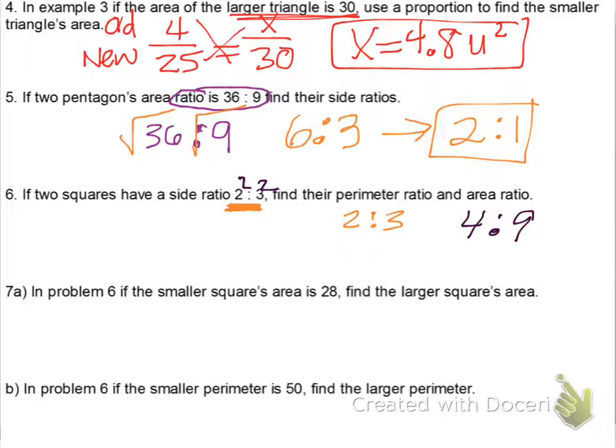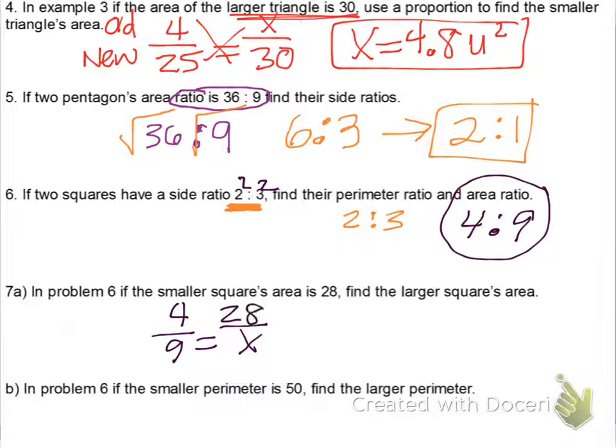Okay, 7a. In problem 6, if the smaller square's area is 28, find the larger square's area. The area ratio from the previous problem was 4 to 9, so that's what I'm going to use. So 4 over 9 equals, and it's asking me to find the larger square's area. Out of 4 and 9, 9's bigger, so that's where my x is going to go, and the smaller was 28. Now if you cross multiply and divide, you get x as 63. And that would be units squared.